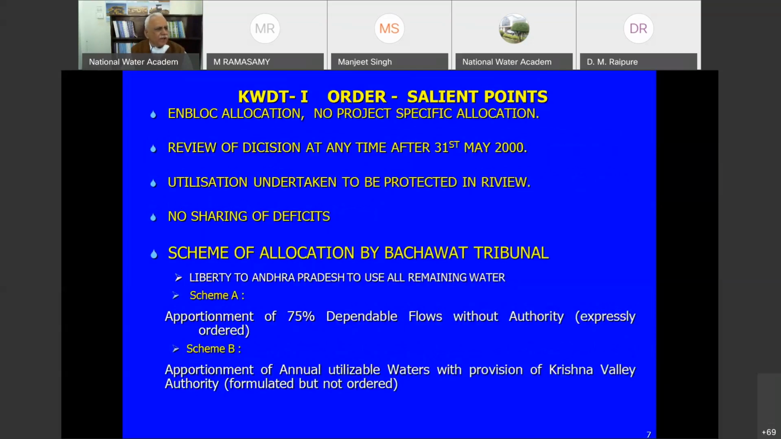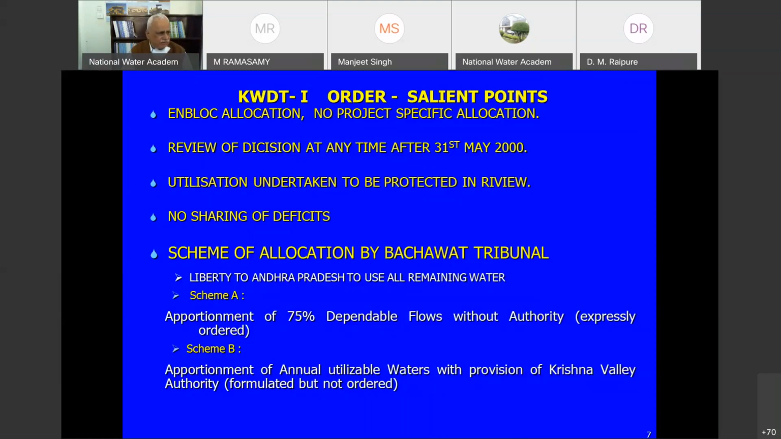While allocating the water, the tribunal protected the existing projects undertaken for all the three states, and it was observed that hardly 300 and odd TMC is available for distribution by this honorable tribunal. So the tribunal, out of the projects presented by the various states, considered some projects as worth consideration and some as not worth consideration.